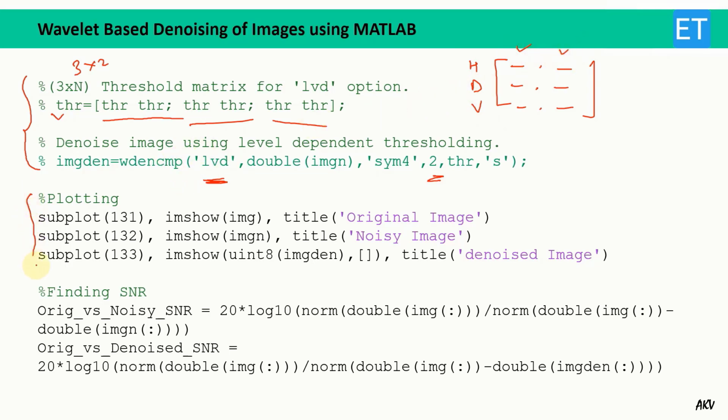And these are the plotting commands, and this is for finding the SNR, signal to noise ratio. So you can see what the improvement is after denoising. The first is the original image versus the noisy image, and the second one is the original image versus the denoised image. So you can see whether there is any improvement in the SNR after denoising or not. So let me jump to MATLAB to see this code execution.